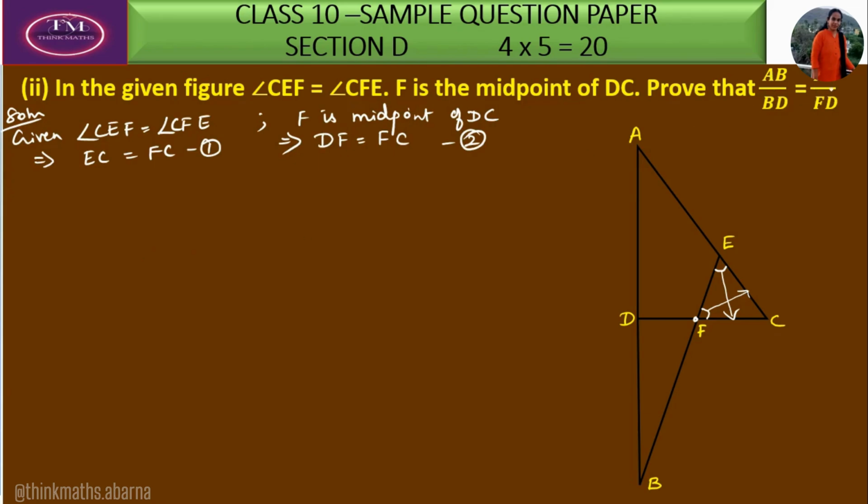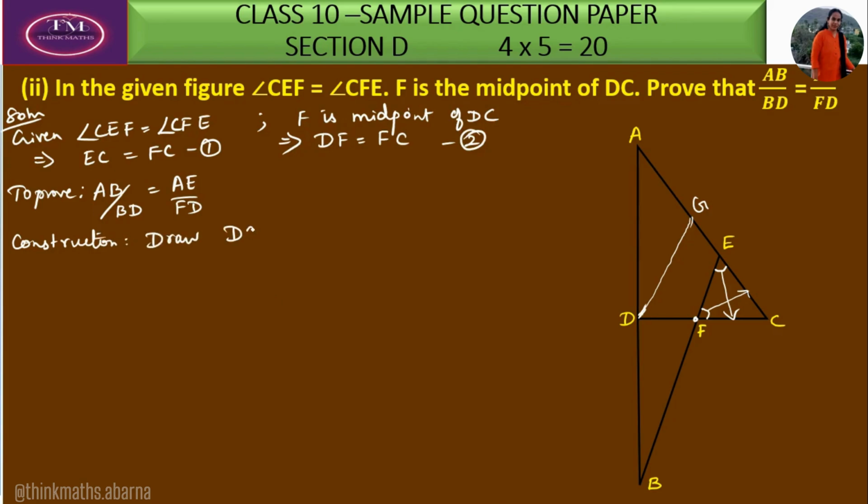Now we have to prove AB by BD is equal to AE by FD. For this, what are we going to do? We are going to draw a parallel line to EB. So let us join this. So this DG is parallel to BE. This is the construction. We have to prove AB by BD equal to AE by FD. We are going to use BPT, so we need some parallel line. So we are going to construct DG parallel to BE. Construction: draw DG parallel to BE.